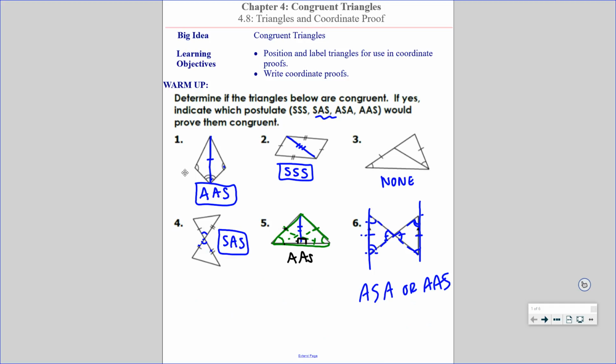However you see that, make your markings in there. Show the sides congruent to this. Show those angles are congruent because that can help you identify which postulate we're using here.